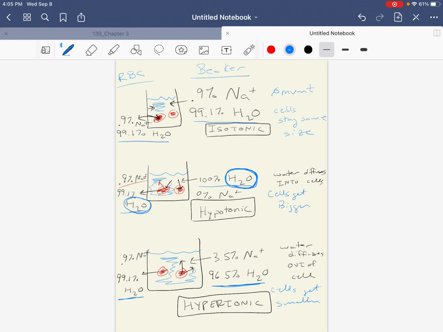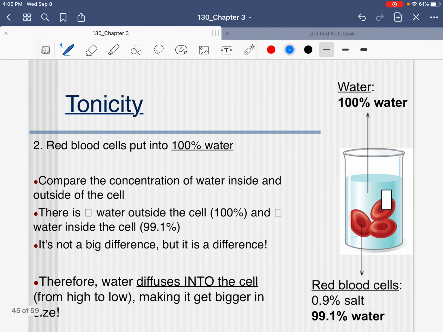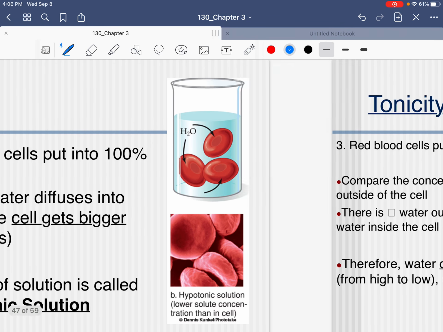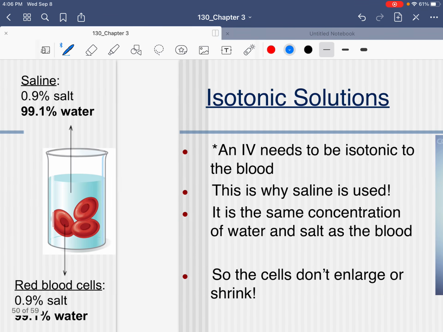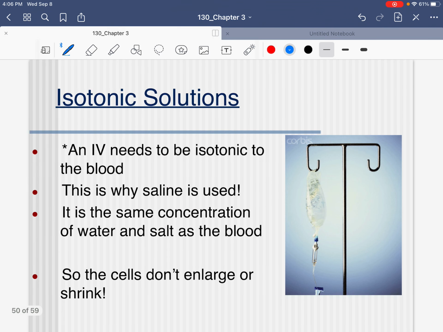Okay, you do not need to repeat this exact explanation. But what I would like you to know is the overall point. And I'll say it again. When we want to know how something is going to diffuse, we just compare the concentrations inside the cell and outside the cell. You should also be able to define hyper, hypo, and isotonic.